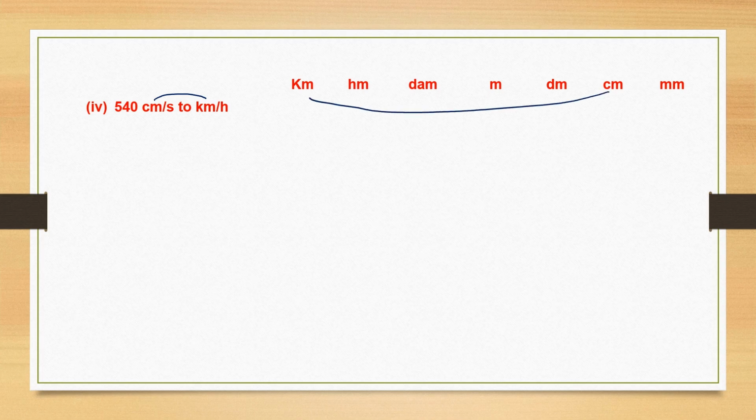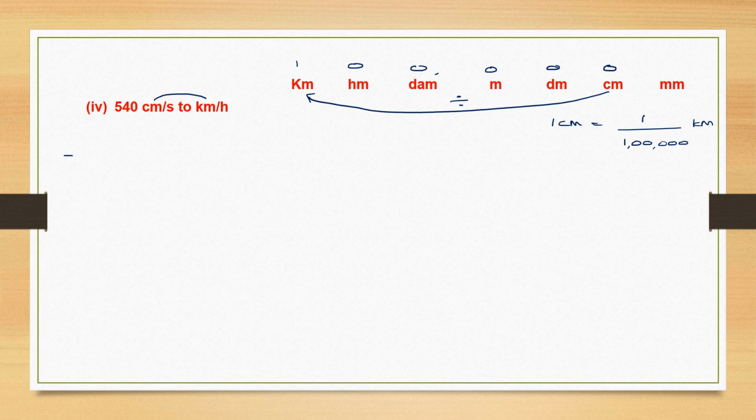Question 4. 540 centimeter per second to kilometers per hour. So first let's have our table. Now here remember we are converting from centimeter to kilometer. We are moving towards the left from centimeter. When we move towards kilometer, from the smaller unit to the bigger unit, we are dividing. And dividing by how much? Let's see. 1, 2, 3, 4, 5 zeros. So that is 1 lakh. So 1 centimeter is equal to 1 by 1 lakh kilometers. So this is the conversion that we have done.